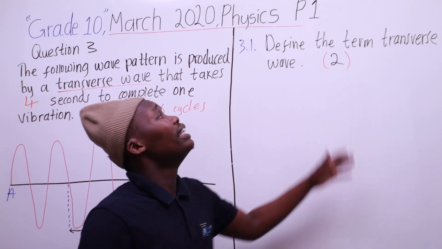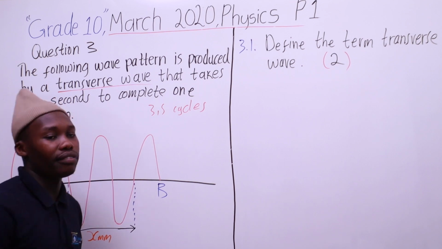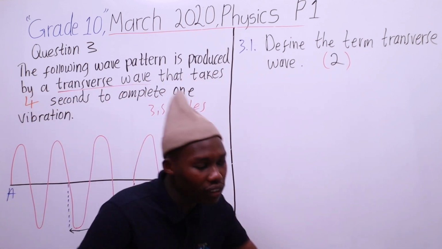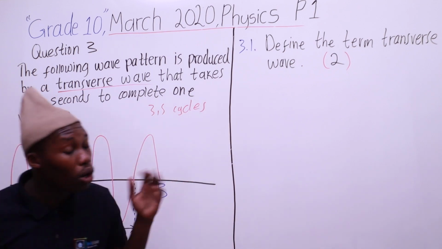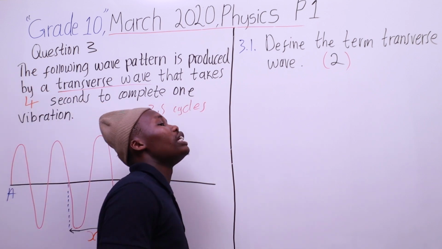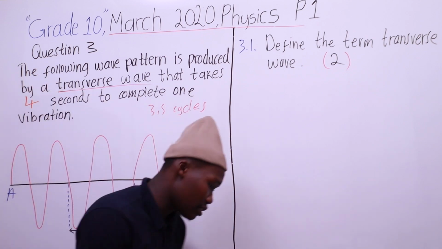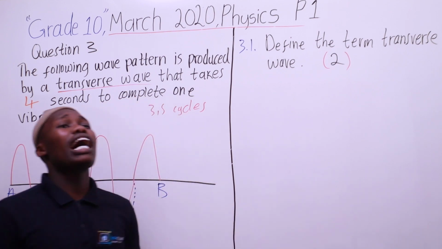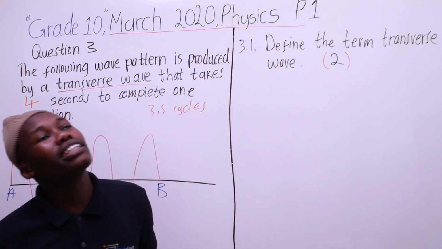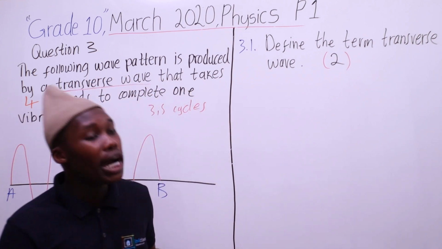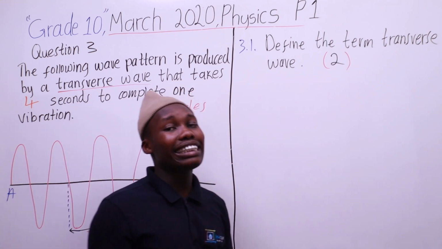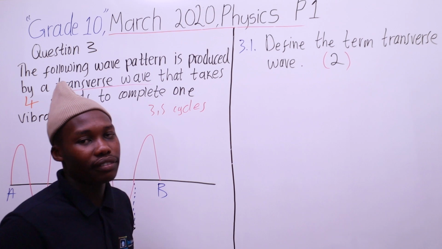Define the term transverse wave, 3.1. Remember, we have 2 types of waves: transverse waves and longitudinal waves. The only difference is how the particles vibrate in relation to the direction of motion of the wave. When a wave enters a medium, the particles of the medium will move perpendicular to the direction of motion of the wave. That is a transverse wave.